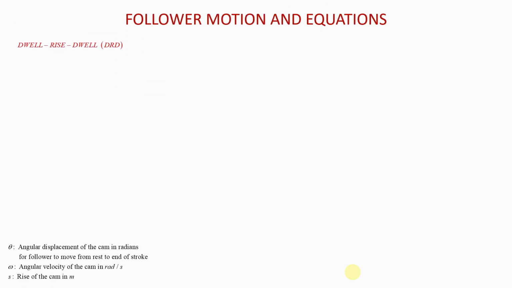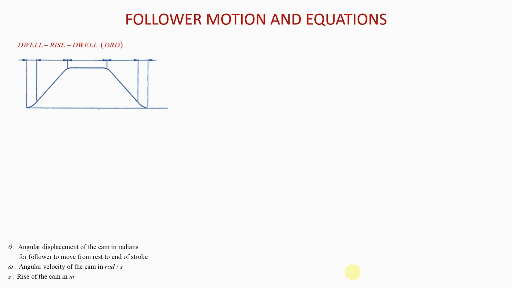Now, let us look at the dwell, rise, dwell cam, the DRD cam. If we look at the motion of the follower, it will be described by something like this, and of course on the x-axis you will have the cam rotation. On the x-axis here, what we have is the angular rotation of the cam, in degrees from 0 to 360. And on the y-axis, what we have is the follower displacement. So for instance, let's say when the cam is at 90 degrees, the follower displacement will be that height there where it will meet.